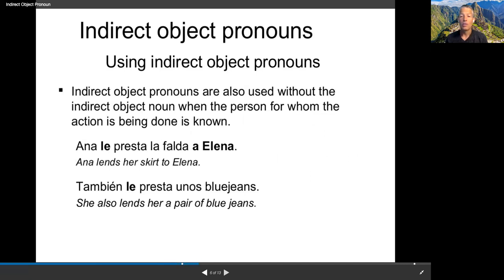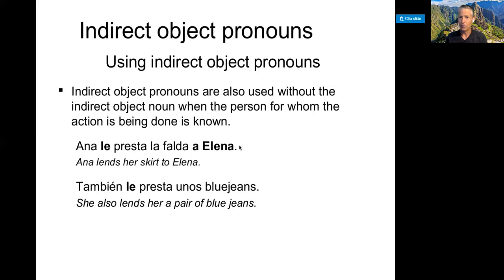Indirect object pronouns are also used without the indirect object noun when the person for whom the action is being done is known. For example, Ana le presta la falda a Elena. Ana lends her skirt to Elena. Here we have le and we have Elena. Elena refers to le. Ana lends the skirt to her, to Elena. See, we don't do this in English. We either say to her or we say to Elena, but we don't say to her and to Elena in the same sentence. In Spanish, we do.